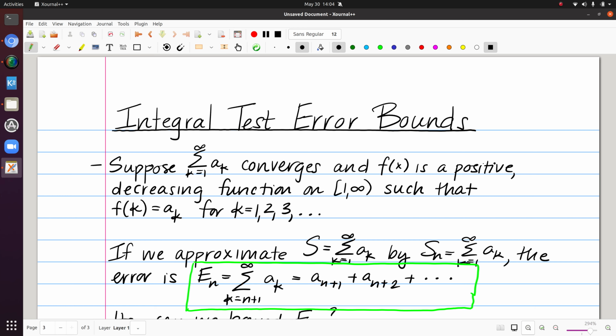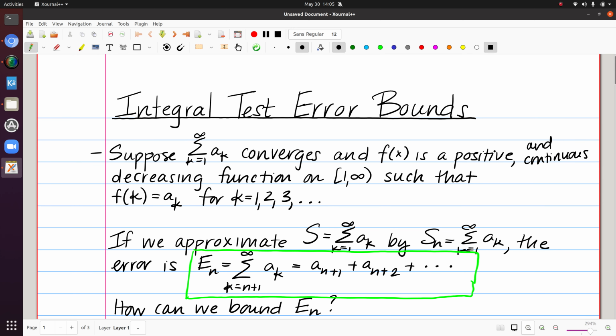The sum converges, and we have an associated function f of x that's positive, decreasing, and continuous on the interval from 1 to infinity. In particular, this function f of x, if you plug in a whole number k, evaluates to a sub k. This is exactly the setup we had for the integral test. And from a previous video, we've defined the error, e sub n, as the true sum minus the nth partial sum, which we can also express as what I've got boxed in green here: the sum from k equals n plus 1 to infinity of a sub k, meaning we get a sub n plus 1 plus a sub n plus 2, and so on.